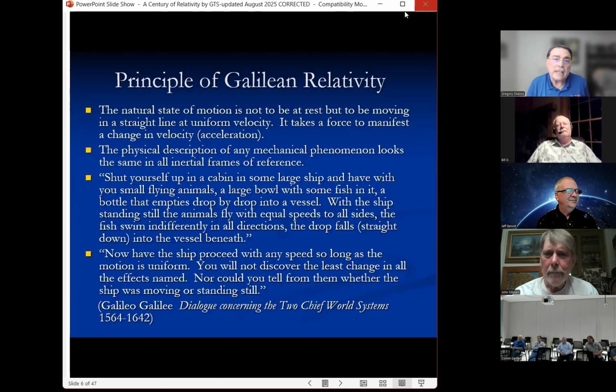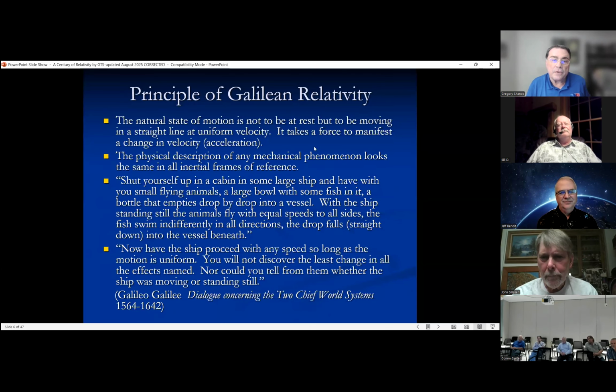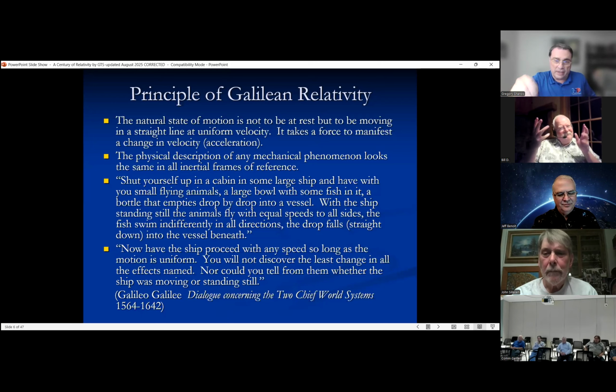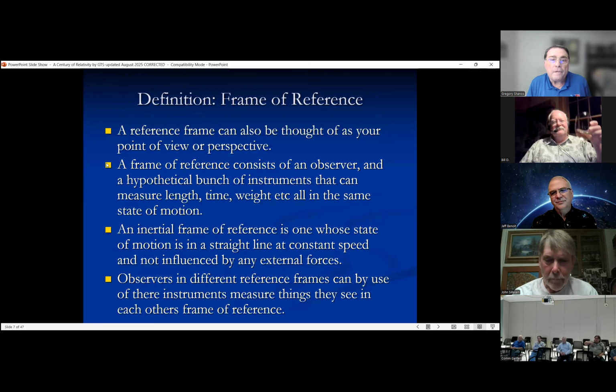So that's basically what the principle of Galilean relativity is. If you're standing perfectly still, or if you're moving in a straight line at constant speed, everything is the same. The laws of physics, everything's the same. The drop empties drop by drop into the vessel. Just like you're saying, the stewardess pours wine or soda into the glass, it doesn't miss it or anything. Okay.